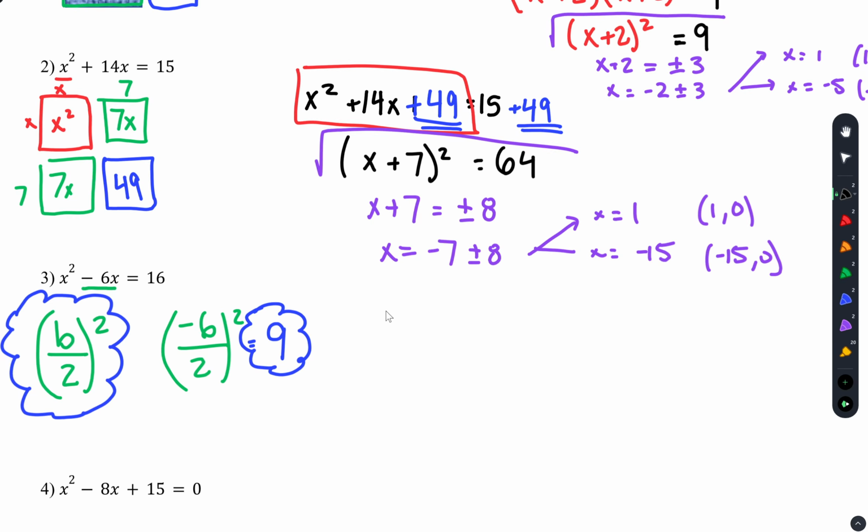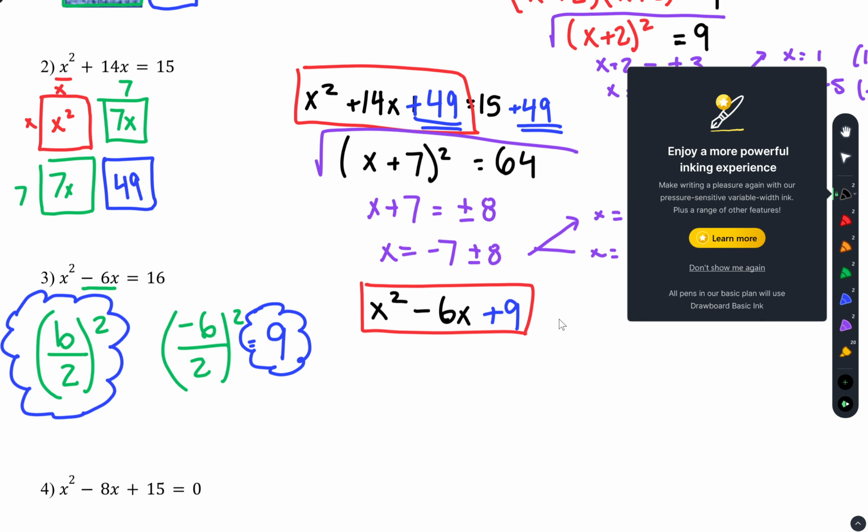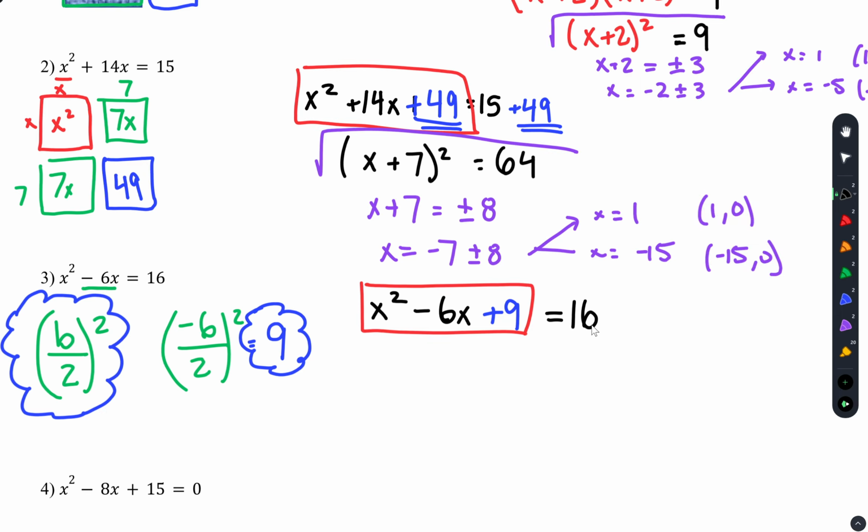All right, so we take our equation now, x squared minus 6x. I need to add 9 to complete that square. Then I have the equals 16. And remember, what I do to one side, I also need to do to the other to keep it balanced. So I'm adding 9 to both sides. What does that perfect square trinomial on the left side factor out to? Any ideas?